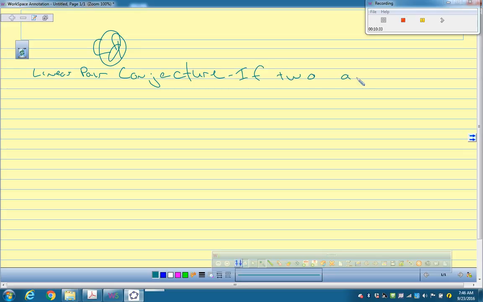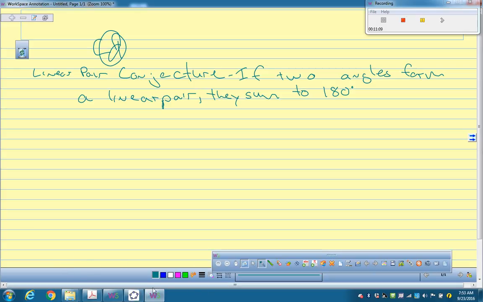If two angles form a linear pair, and I think you guys already knew that, but it's kind of neat to see it, they sum to 180 degrees. All right? If two angles form a linear pair, they sum to 180. Got it? We'll do a couple examples in a minute after I go to the next.